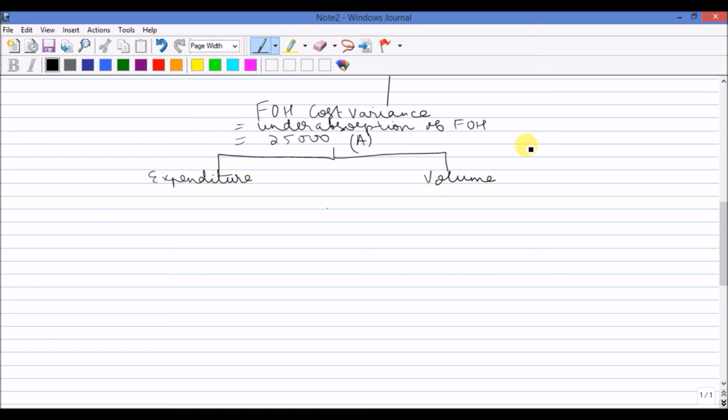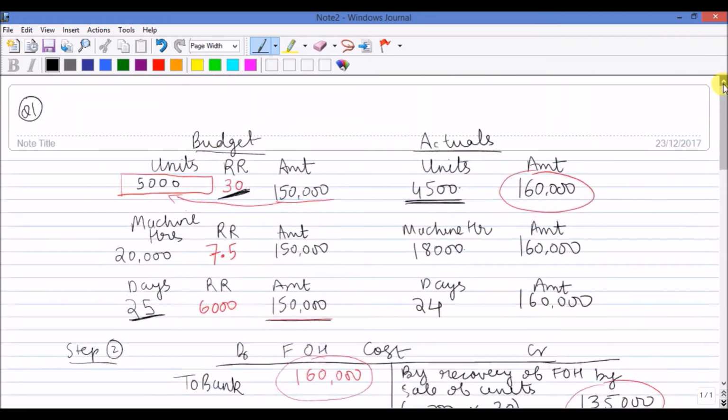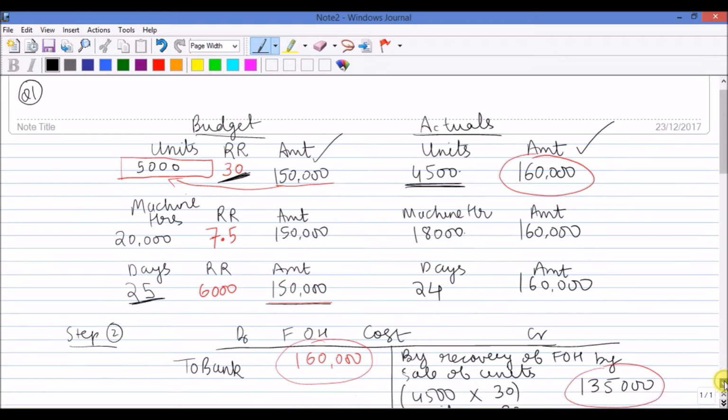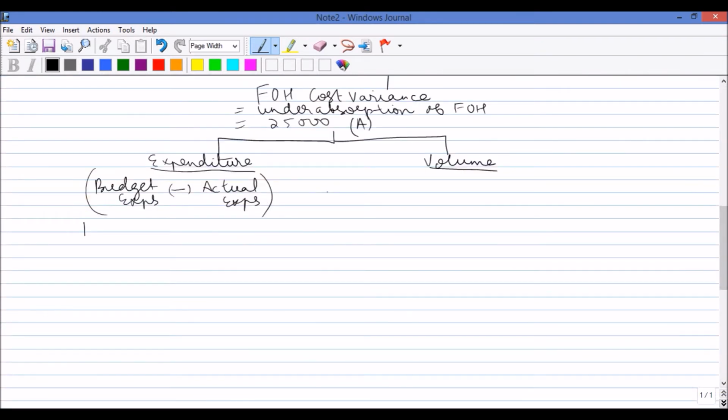Those who are not following, see the previous lecture. So this is very simple. Your budgeted expenses minus your actual expenses will give you variance. So my budgeted expenses are 1,50,000 and my actual expense is 1,60,000. So I thought that I would incur a fixed overhead of 1,50,000, but in real I have incurred a fixed overhead of 1,60,000. It means I have incurred 10,000 rupees more. So this is going to give me an adverse variance.